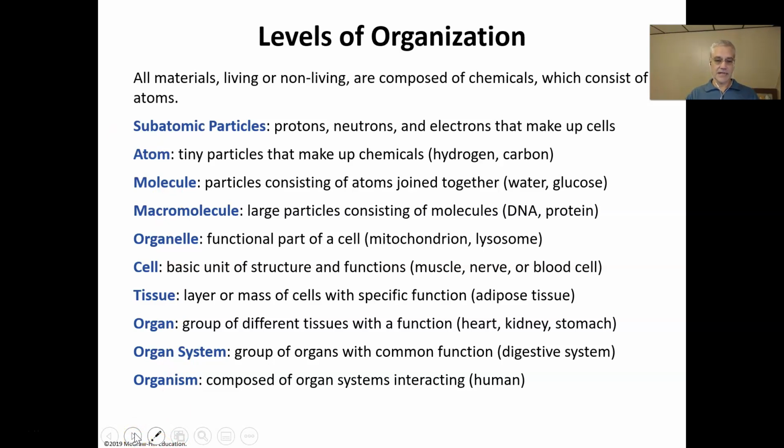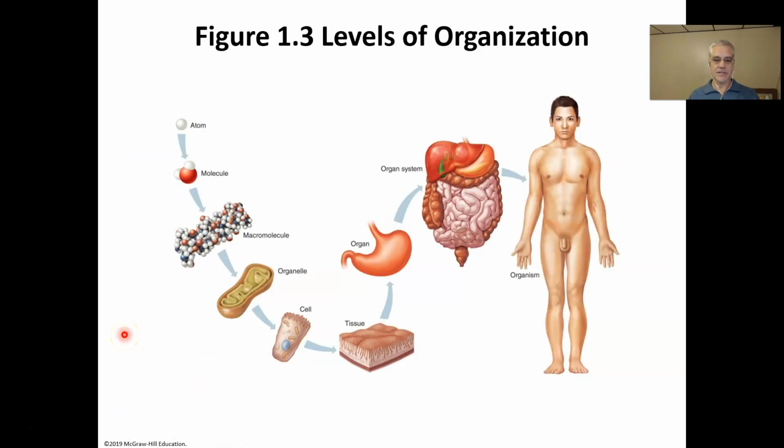The levels of organization, and they are in this order, from smallest, subatomic, to organism, or organism to subatomic. Here's just a picture of that. Atoms joined together into molecules, molecules into bigger, larger structures called macromolecules. Then you have organelles, cells, tissues, organs, organ systems. The tissues and organs are not the same thing. Organs are made up usually of multiple tissues. So a particular tissue type is not an organ, but it is part of an organ.